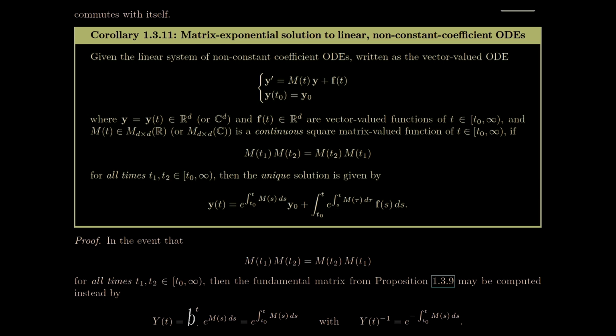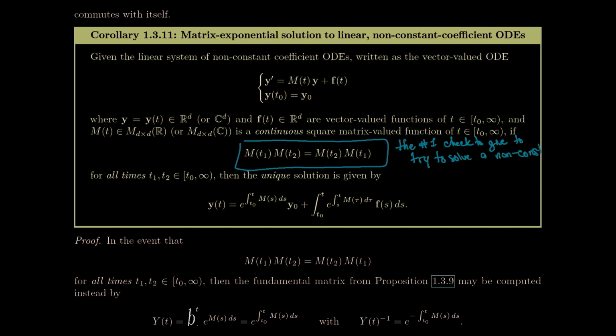But the solution only works under the following. This is the primary requirement, the number one check you can give to try to solve a non-constant coefficient linear ODE or system of ODEs. It's the fact that the matrix at one time, multiplied by the matrix at a different time, so you're comparing two different times of this matrix because it evolves over time, needs to be equal to the matrix at the different time times the matrix at the earlier time.